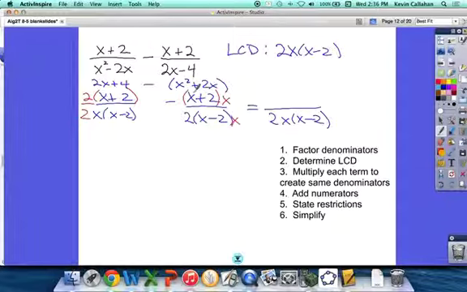And now, let's simplify. Putting it in order, highest degree term first, right? It'll be negative x squared. How many x's will there be? 2x minus 2x. 0. 2x minus 2x. None. And then the constant term will be 4. Plus 4.